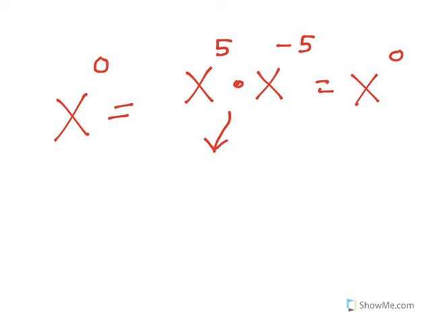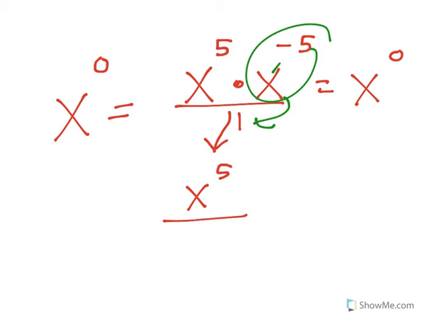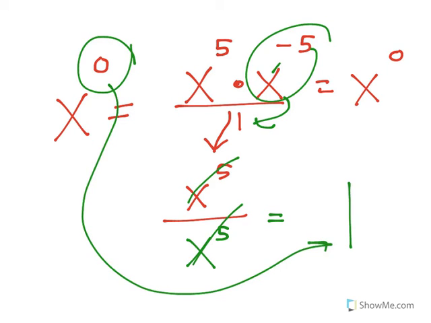I can rewrite this, and you don't have to worry about this if you don't want to. If you just want to accept it's true, it's good. I'm going to rewrite this. Think of it as this fraction right here. I'm going to write this as x to the 5th over, I'm going to take this one, move it to the bottom, over x to the 5th. And if we simplify that, these are the same. Therefore, the answer is 1. That's why anything to the 0th power is 1.